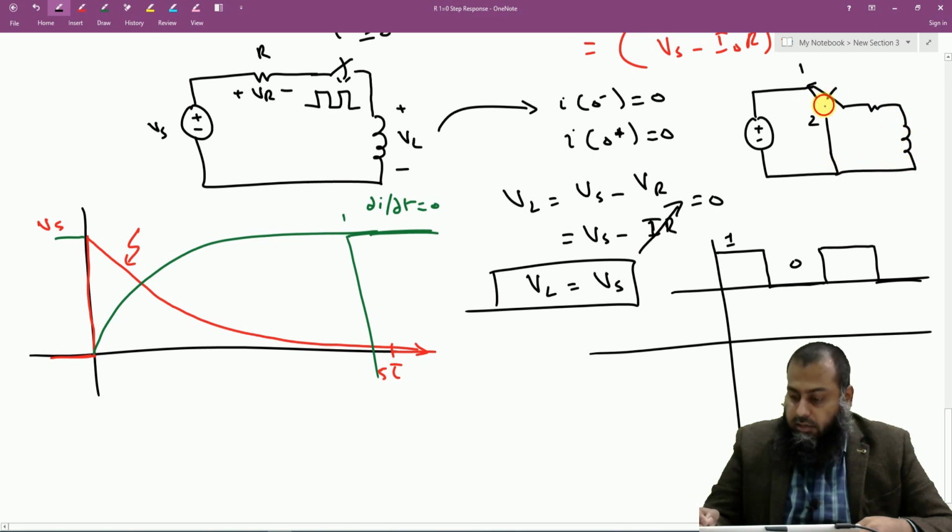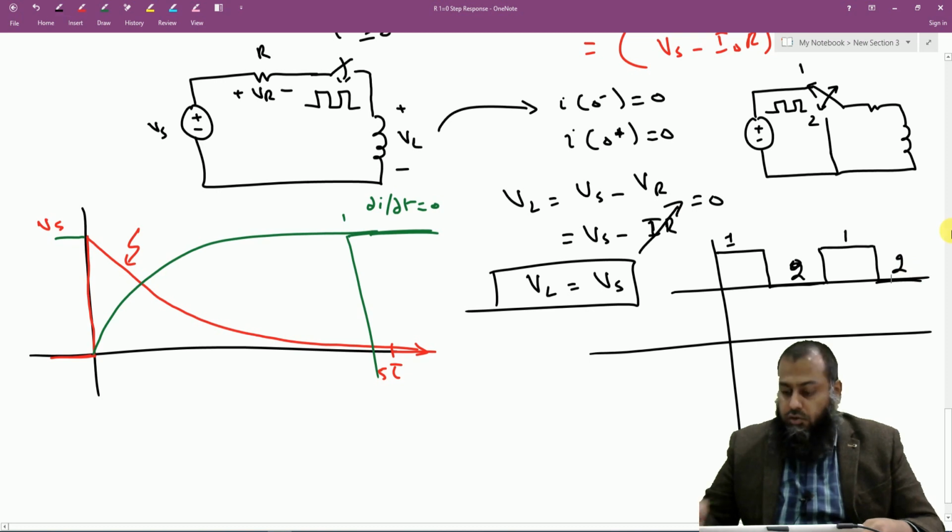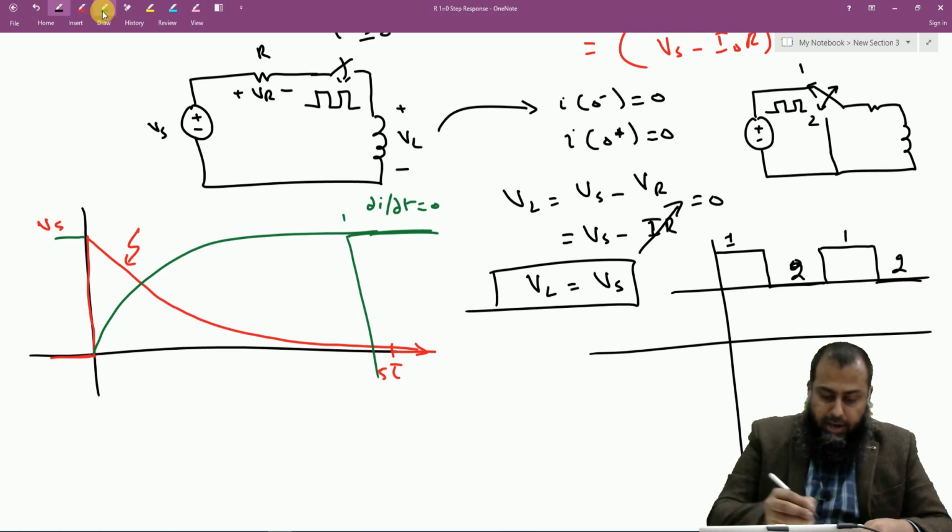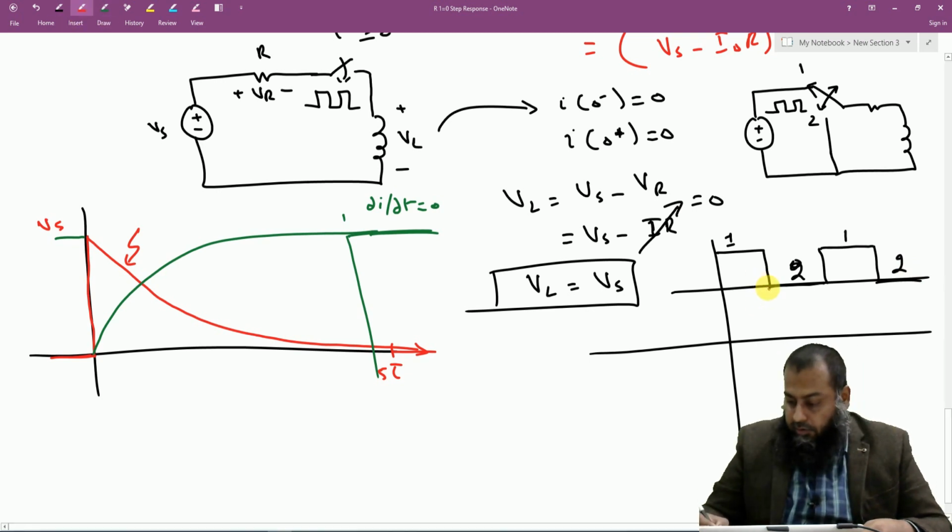So now this is quite obvious that if the switch is given a high logic, it will be at switch position number 1. If it is given a low logic, it will move on to position number 2. So we have switch at position number 1, we have switch at position number 2. So if we draw the timing diagram of this particular circuit now, then the current through the inductance will be of this particular shape.